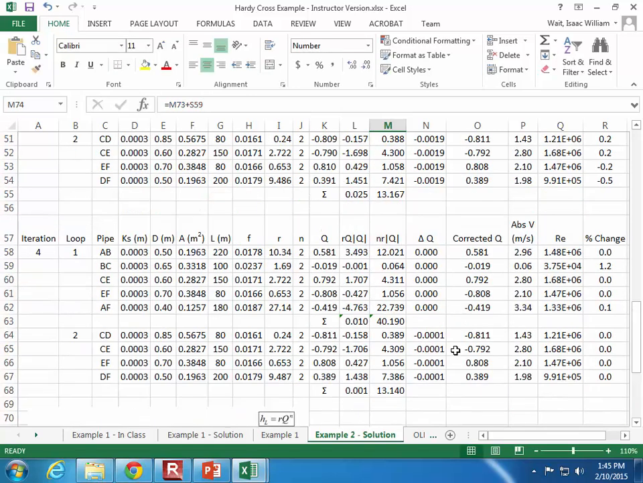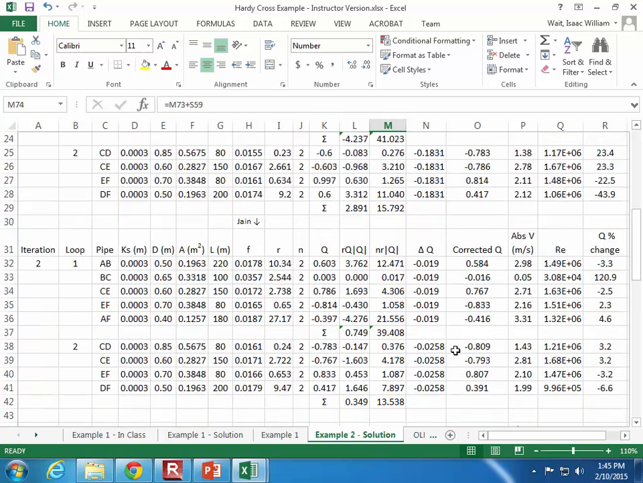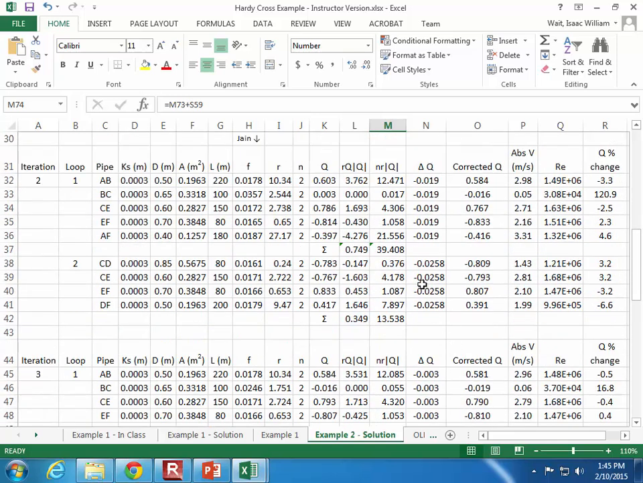So the common mistakes are going to be people who forget to swap the sign, like in the common pipe, CE. So don't forget to, when you're doing the flow rate, add that negative sign there. And then the other common mistake is when you're calculating the corrected Q, the delta Q, to have the negative sign in that as well.